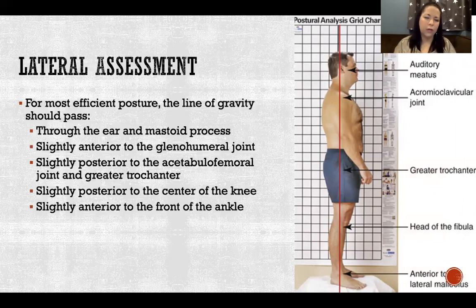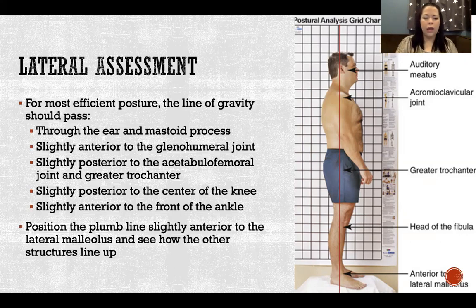So lateral assessment, we hang the plumb line. We get the person to stand behind the plumb line so that it is hanging down. They can't touch it. Once they touch it, it'll wiggle all over for a long time and you have to wait. So don't touch the plumb line. Let it hang. And you start by lining it up. Position the plumb line from the bottom up.